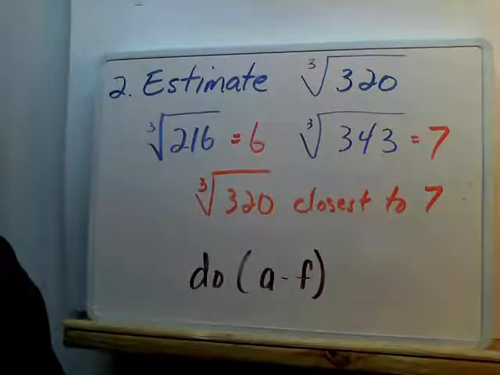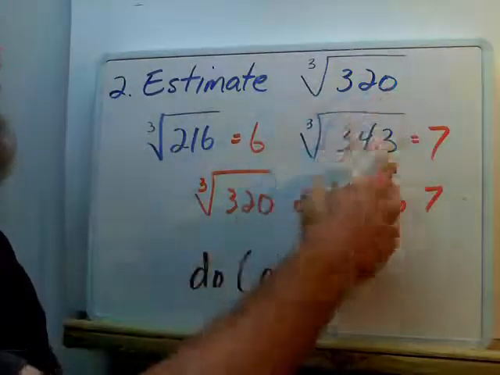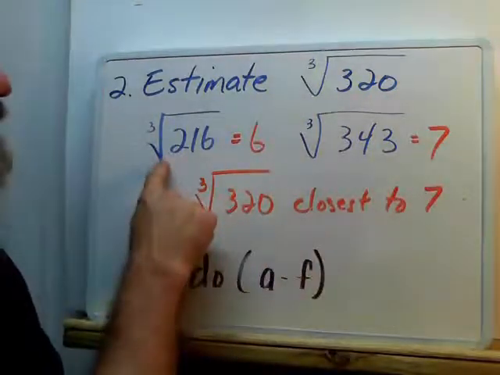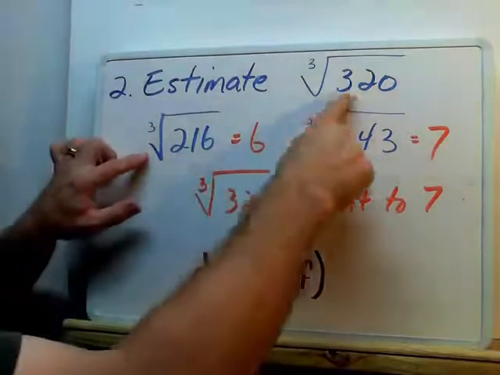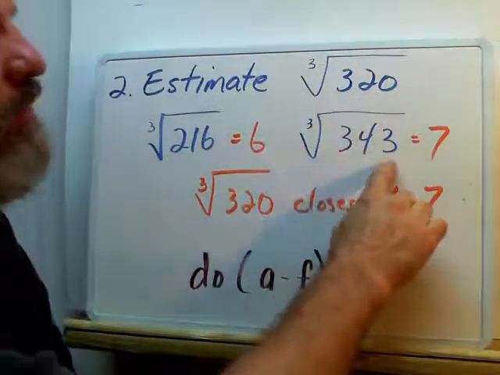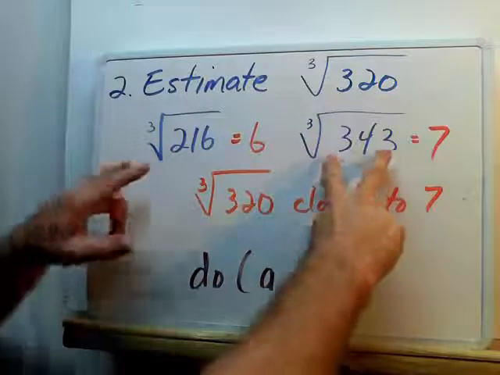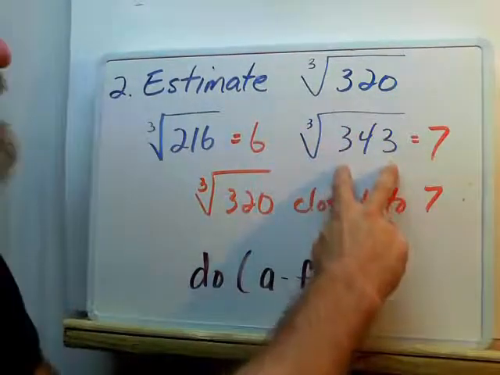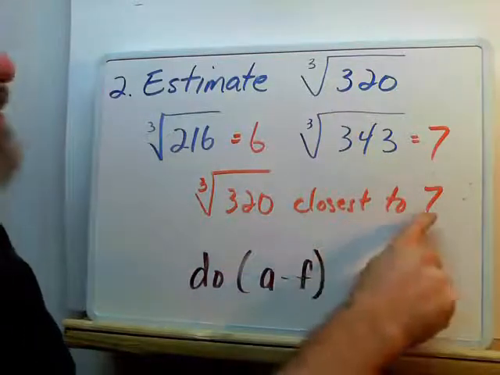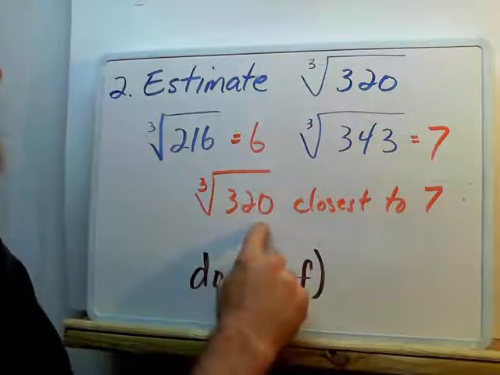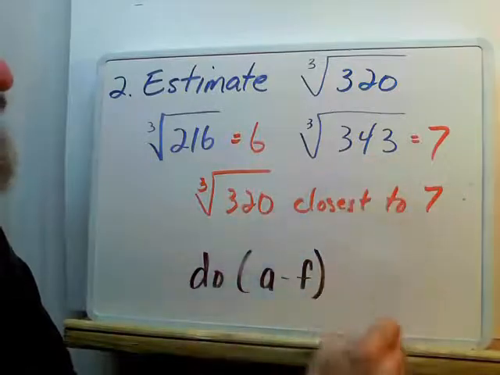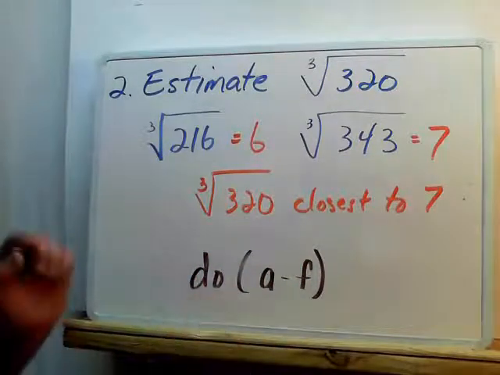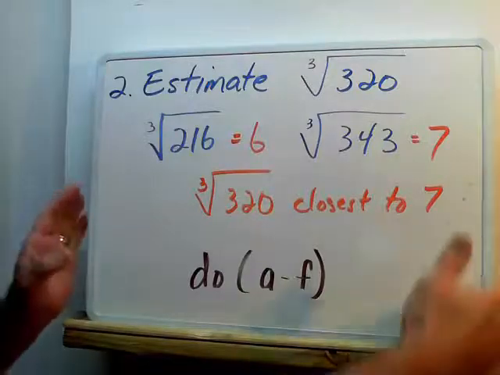Number 2, estimate the cube root of 320. So we have to take a look at our cube root chart, and the cube root of 216 would be below 320, and the cube root of 343 would be above. And now we have to figure out which is closer, 216 to 320 or 343. And clearly the cube root of 320 is closest to 343, therefore it's closest to 7. Please press pause and do letters A through F.